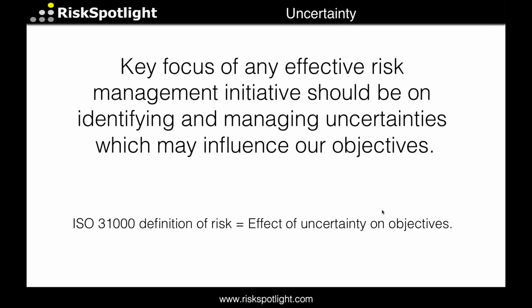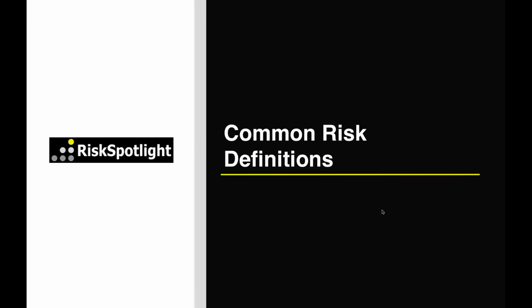The key focus of any effective risk management initiative should be on identifying and managing uncertainties which may influence our objectives. That comes from ISO 31000, an international risk management standard. I think all operational risk management practitioners should be aware of these widely adopted international standards. ISO 31000 defines risk as the effect of uncertainty on objectives. So it doesn't say that it's all bad things. It uses this much broader concept of uncertainty.